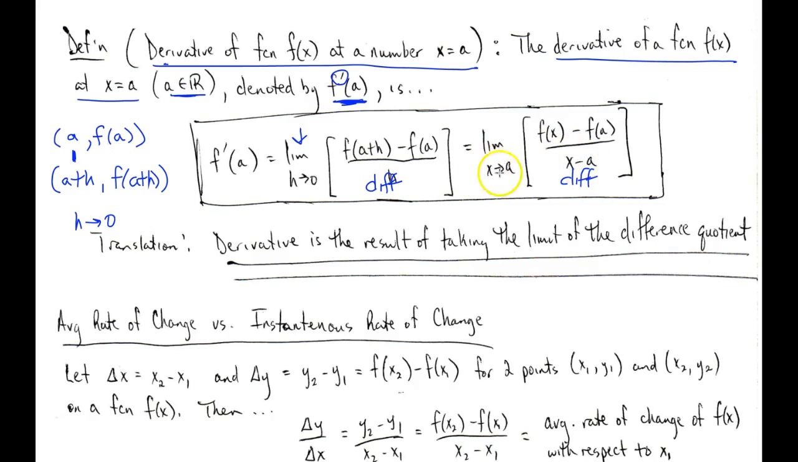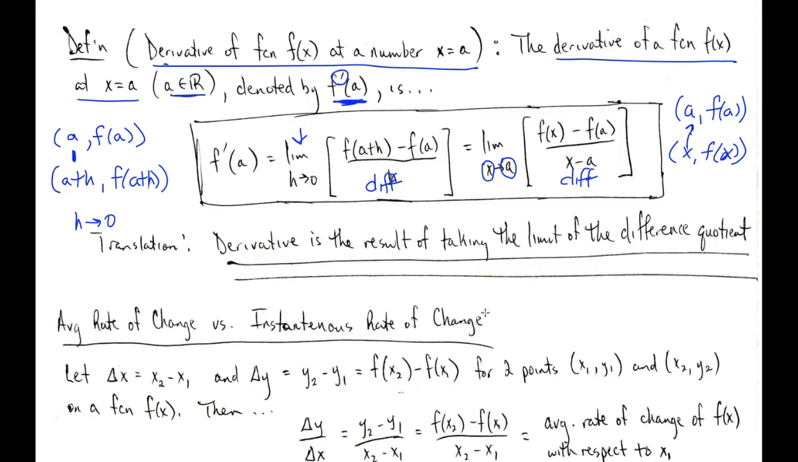And of course, here we're saying as x gets closer to a, because now the 2 points are a, f of a and x, f of x. And we want this to get closer and closer to a, to where the distance in between these 2 points horizontally would be 0. And so that is how we define our derivative.